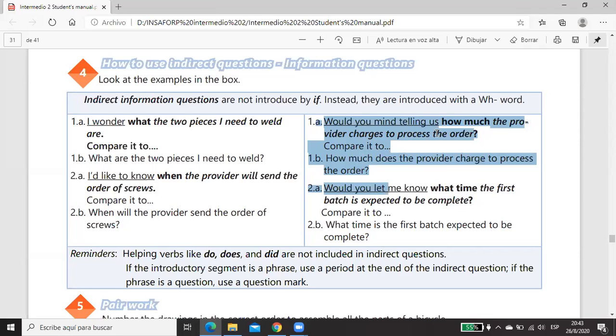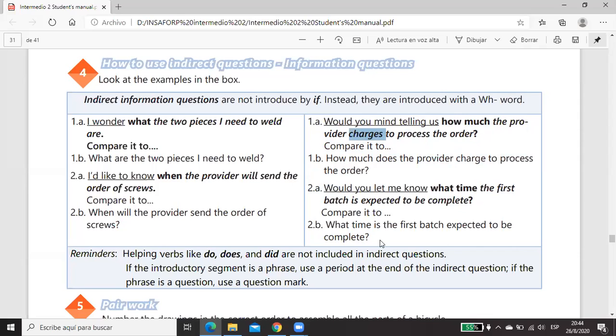Teacher, in the two, letter A is a little bit more polite. That is true. It's maybe more formal. Correct. That is more formal. Now, notice also that charge in 1A, charge and charges. All right. Look at this. Simple present, right? We're in the simple present. So, how much the provider charges to process the order.